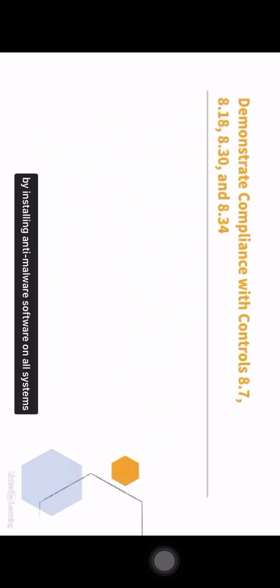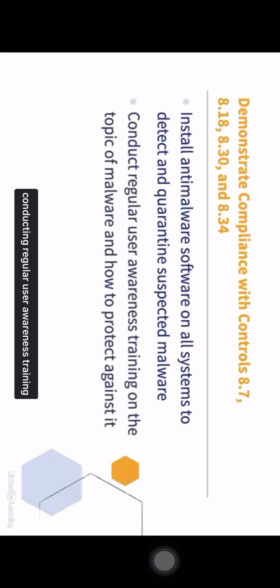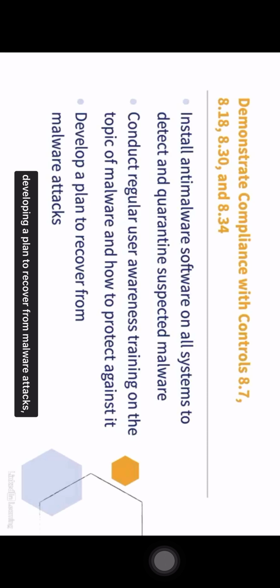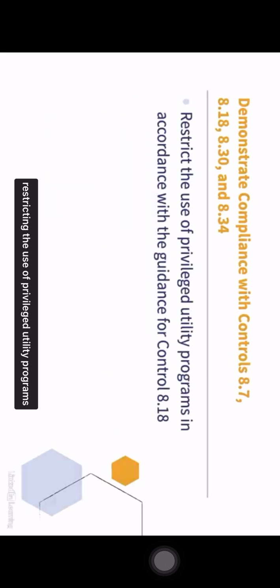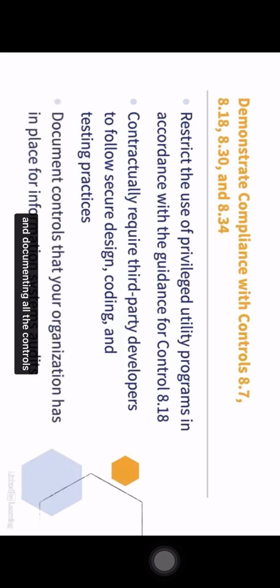You can demonstrate compliance with these controls by installing anti-malware software on all systems to detect and quarantine suspected malware, conducting regular user awareness training on the topic of malware and how to protect against it, developing a plan to recover from malware attacks, restricting the use of privileged utility programs in accordance with the guidance for Control 8.18, contractually requiring third-party developers to follow secure design, coding, and testing practices, and documenting all the controls your organization has in place for information systems audits.